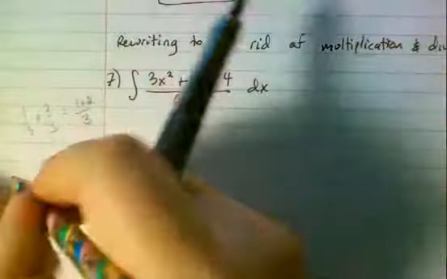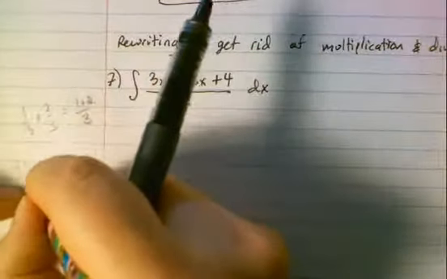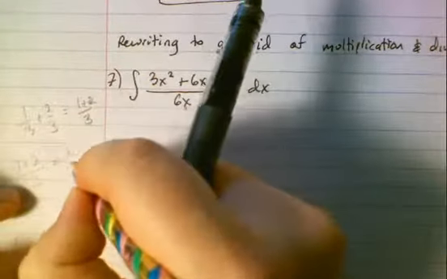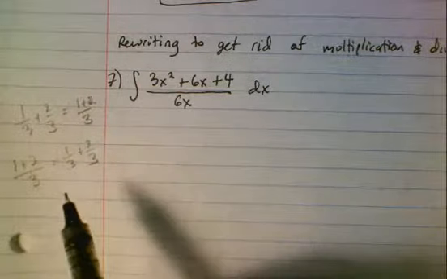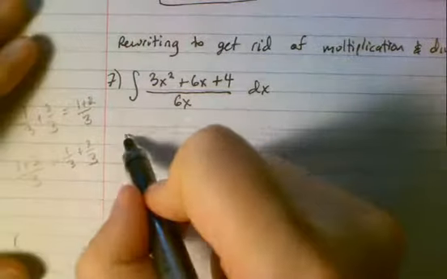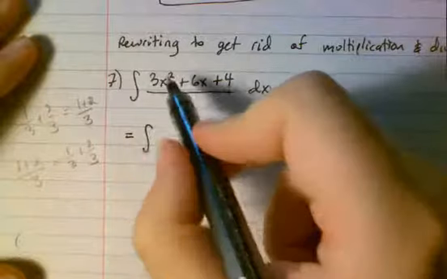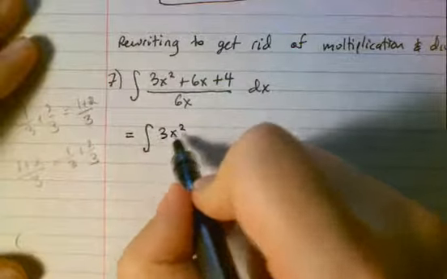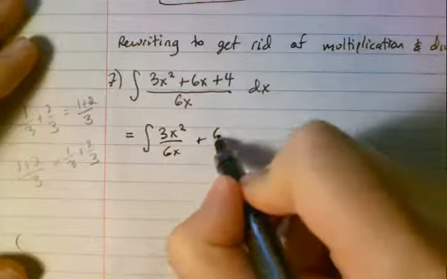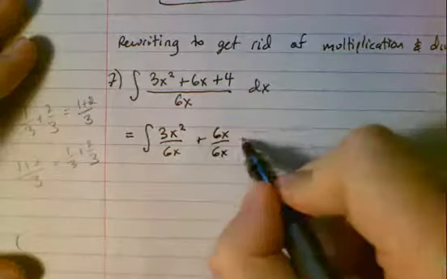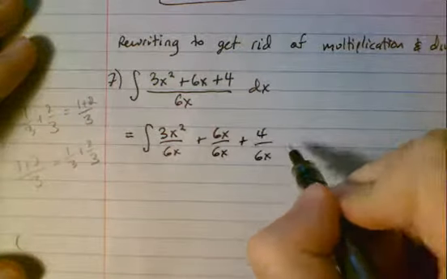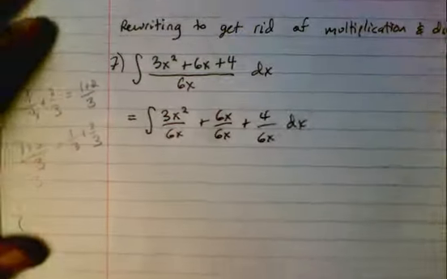And the deal is we can also go backwards. 1 plus 2 over 3 is the same thing as 1/3 plus 2/3. So we're just using that property to split this up. So this is the same as the antiderivative of 3x squared over 6x plus 6x over 6x plus 4 over 6x. And that's still all with respect to x.